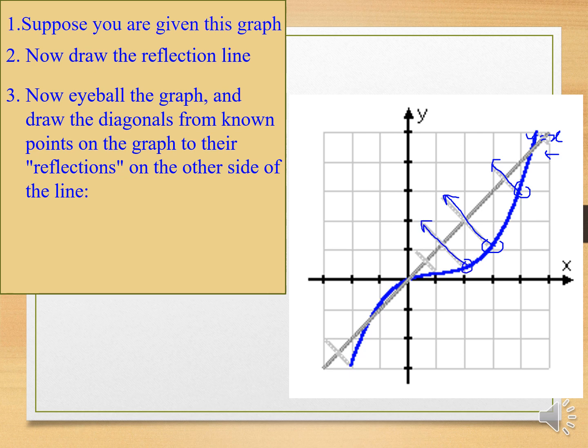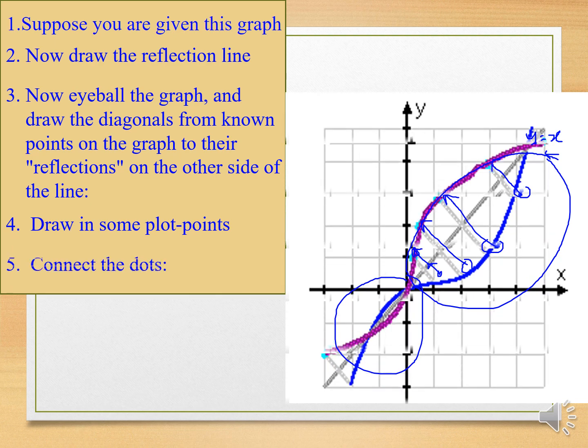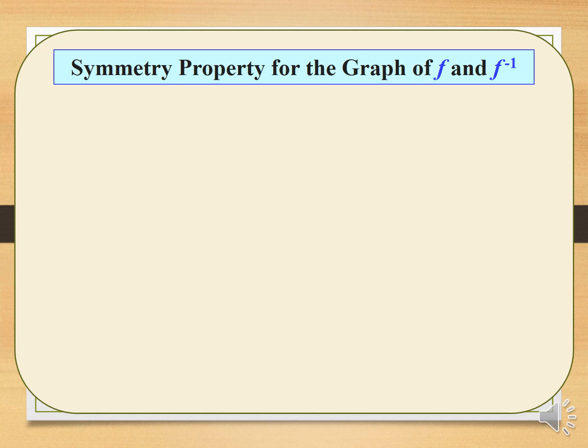Like this. As you can see, this part of the graph can be reflected to the other side of the line. This part of the graph can be reflected to the other side of the line. Draw the graph. Symmetry property for the graph of f and f inverse.